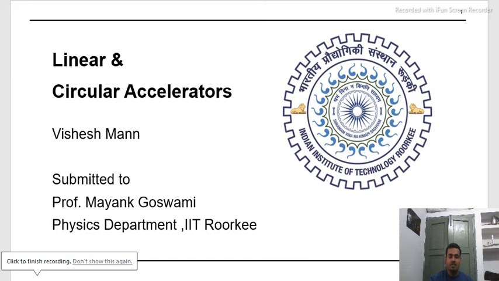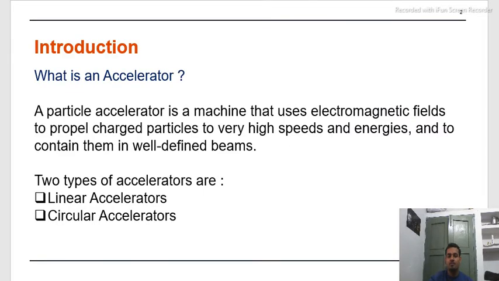I am Vishesh Mann. Today we are going to learn about linear and circular accelerators. Before hitting the main topic, we should know what an accelerator is. An accelerator is a machine that is designed to accelerate charged particles using an electromagnetic field.